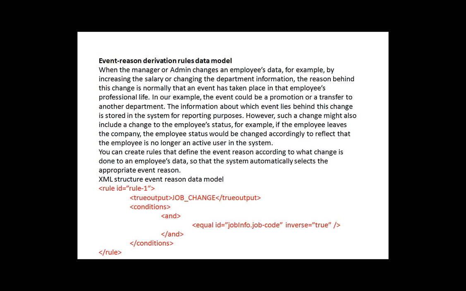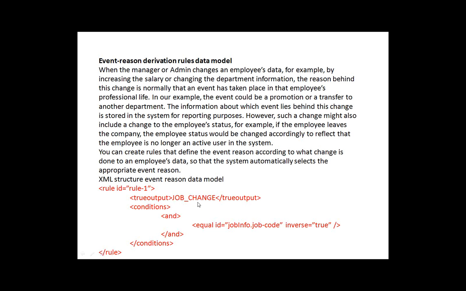Okay, very good. Event derivation rules, okay. This is an example of the event reason data model where you define some ID, rule ID, and whatever event reason that you defined before, the one where I showed you in the employee file, manage org job pay structure. That's where you define that reason. That ID you're going to use here in the true output.